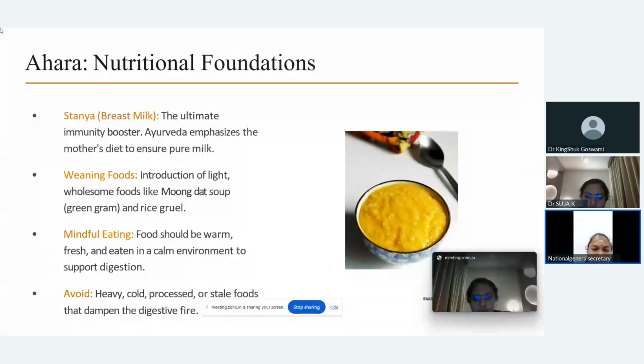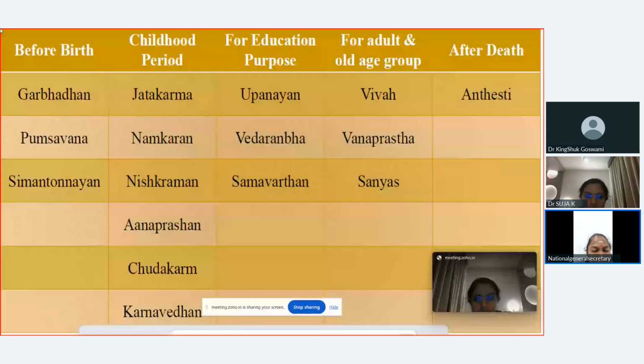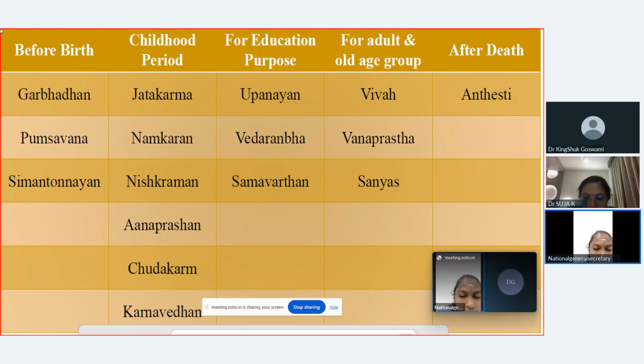Could you explain in detail, ma'am, if you don't mind? In detail, it comes under Prasuti Tantra. Actually, preconceptional care comes under gynecology. Right from the conception, they have to start.